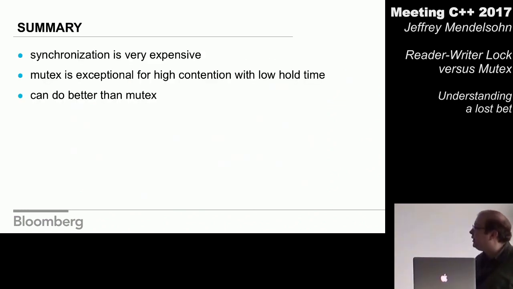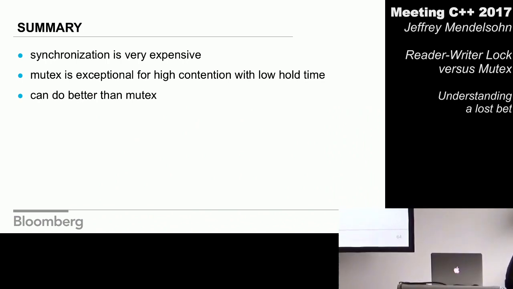So in summary, synchronization is very expensive. We started out talking about doing nothing for locking. We showed how doing even just one atomic write is a lot of degradation of performance, and going to a mutex is another step down. So synchronization is very expensive on computers, perhaps more so than people think in general. Oddly, mutex is exceptionally good for this high contention, low hold time work. But we can do better, at least in scenarios where we have some portion of reads in our workload. That's basically all I had, so I hope we have a lot of questions.